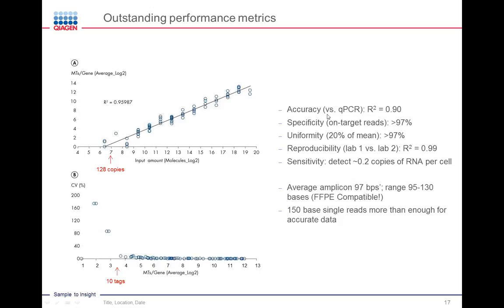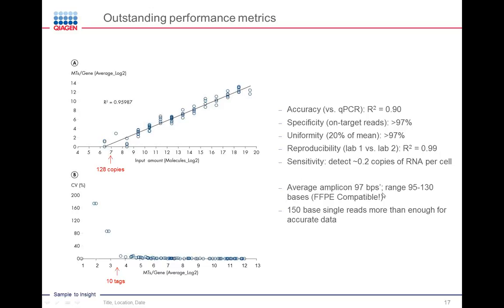Specificity is extremely high. We define specificity as those on-target reads. We're seeing more than 97% of the reads mapping back to those genes that we want to enrich. A very high degree of uniformity, around 20% of the mean. So 97% of those reads fall within 20% of the mean. Reproducibility: when we compared the libraries that were sequenced in lab one versus lab two, we see a very high degree of concordance also between the two different labs. Sensitivity: you can detect down to 0.2 copies of RNA per cell, so it's a very highly sensitive system.